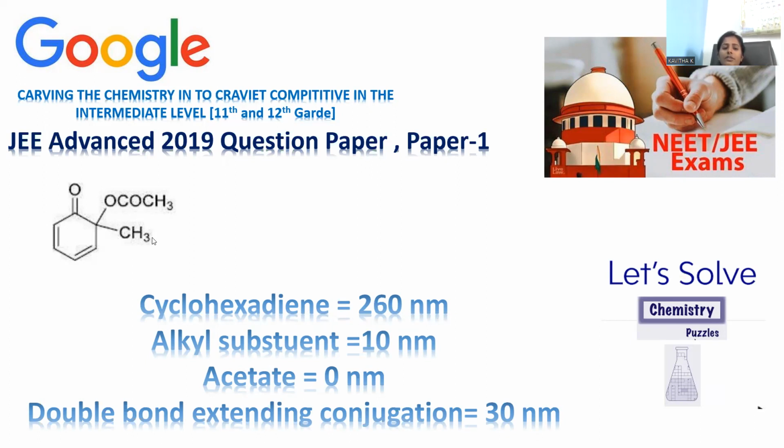Then an alkyl substituent is there. That alkyl substituent will be accorded 10. If an ester is there, that will give 0. Ester will not give any UV visible value.